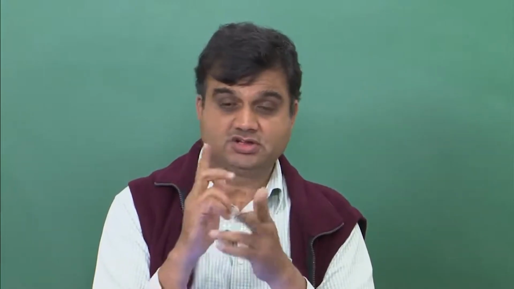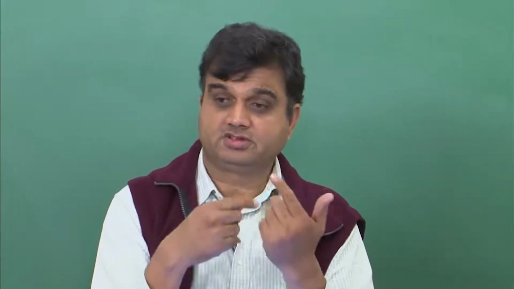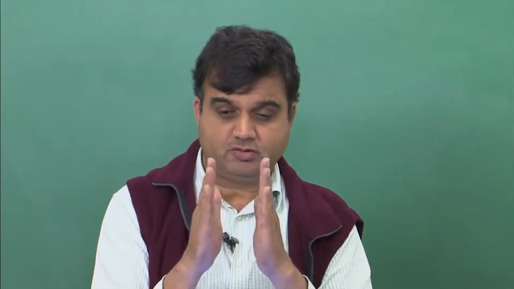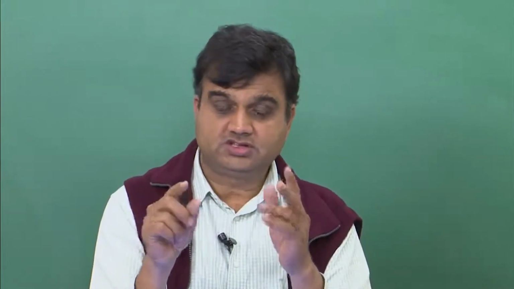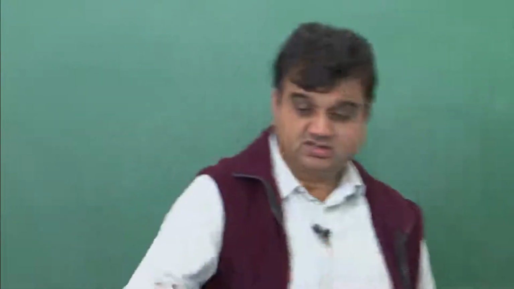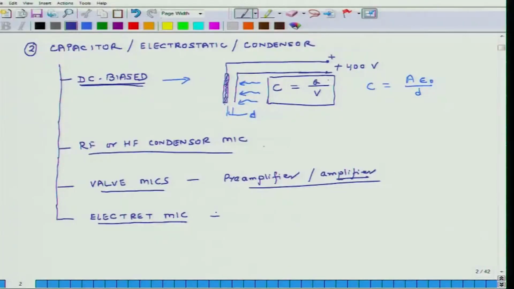And then when you have two of these sheets very close to each other, the charge is already there, so there is also a voltage difference across the two plates. When the diaphragm moves closer or moves out, there is a change in voltage. The charge is more or less constant, and that change in voltage can be sensed using electronics. So this is what an electret microphone is all about.